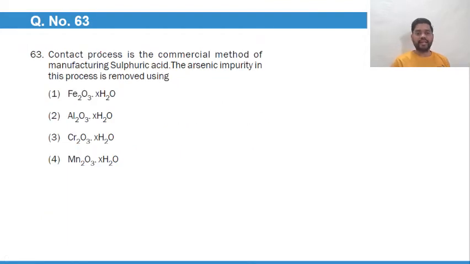63. Contact process is the commercial method of manufacturing sulfuric acid. Okay. The arsenic impurity is removed by what? Gelatinous Fe2O3. Okay. Gelatinous Fe2O3, and Fe2O3 you can see it over here. Okay. So 63, option number 1.